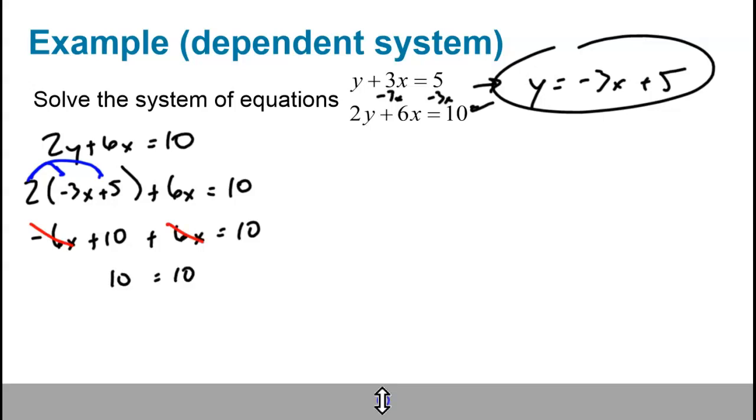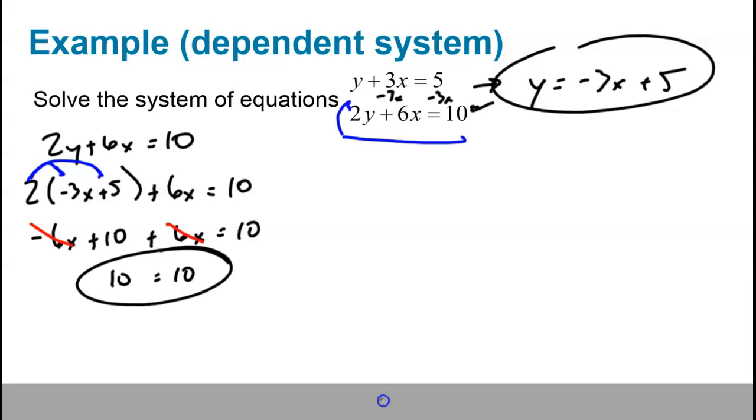10 equals 10. In looking at that, we say, yep, that is true, but that equation is true no matter what. If I do it the other way around, and if I happen to substitute 2y plus 6x into 10 into here, then we'd still get that they equal each other.